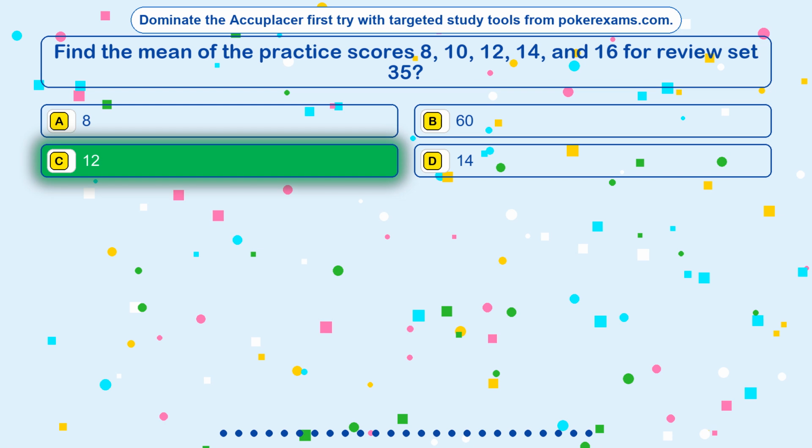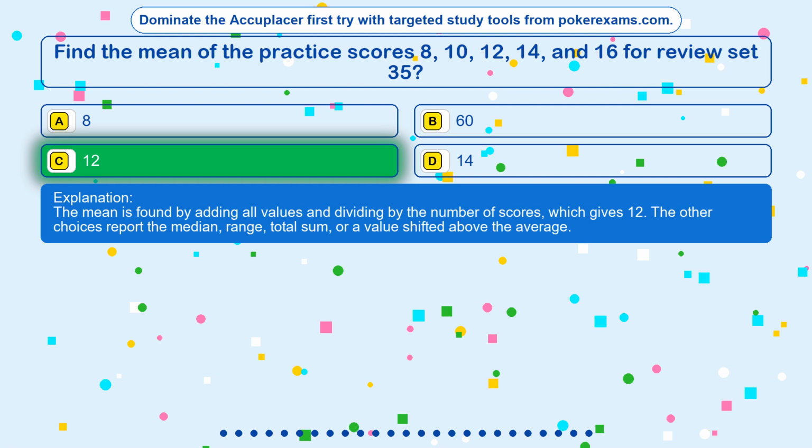The correct answer is option C, 12. The mean is found by adding all values and dividing by the number of scores, which gives 12. The other choices report the median, range, total sum, or a value shifted above the average.